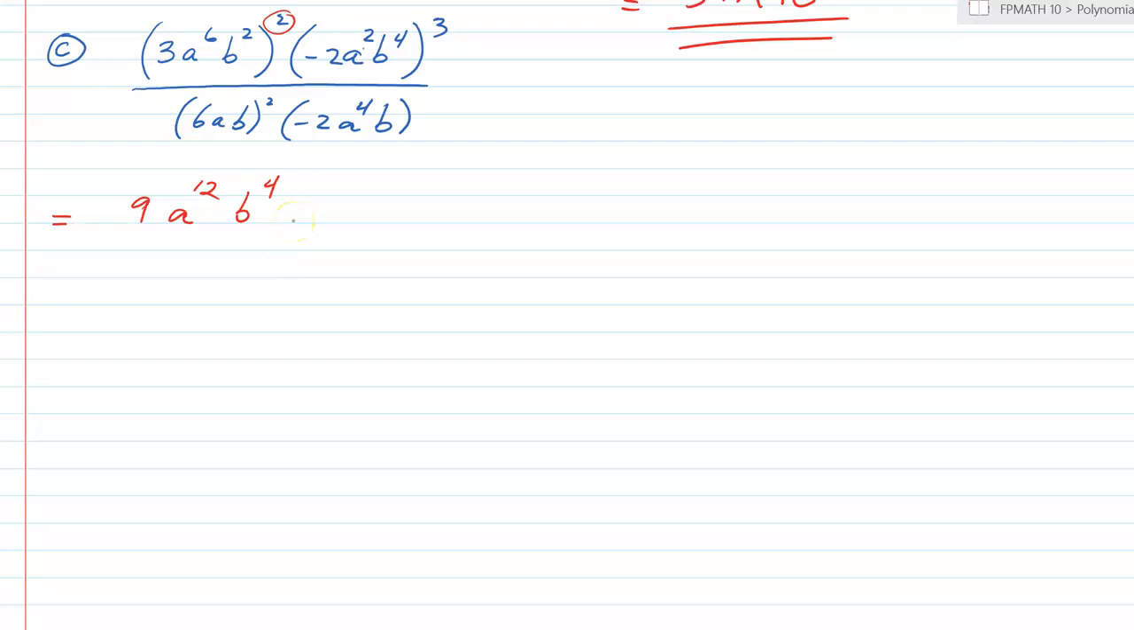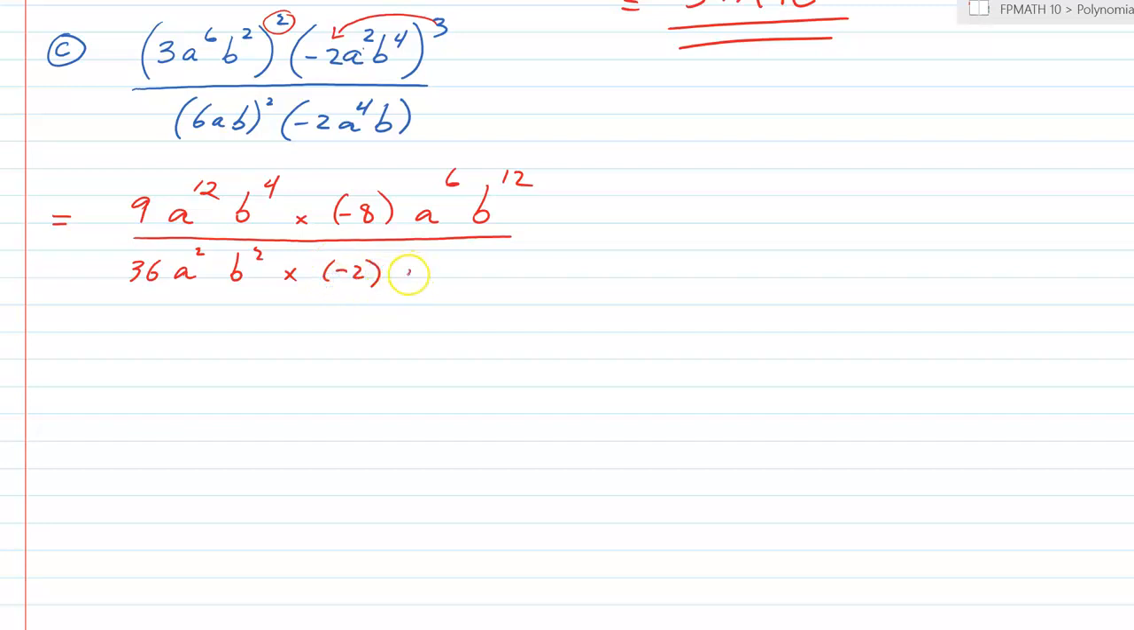And then the second bracket will be, so times, minus 8, because minus 2 to the power of 3 is minus 8. Remember, that belongs to each one of these, right? And then a to the power of 6. You're multiplying the exponents with the power of a power rule. And b to the power of 12. That's the top. The bottom, 36, because 6 squared, a squared, b squared. And then the second piece, we just multiplied by minus 2, and then a to the 4th multiplied by b.